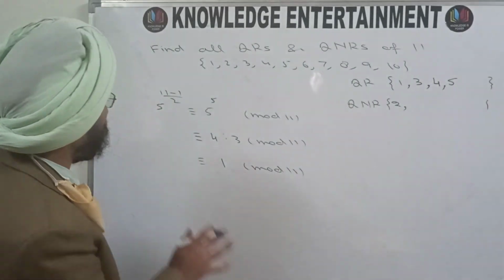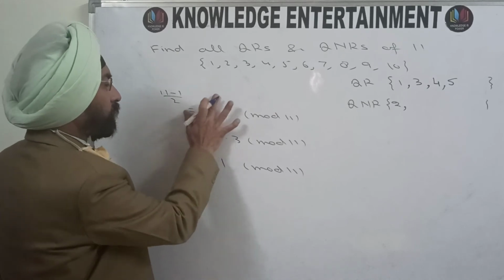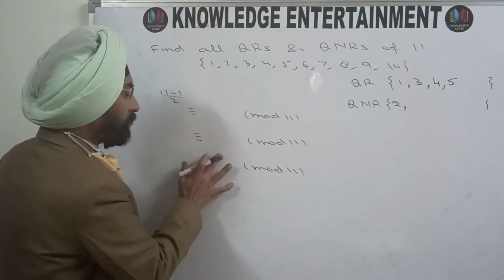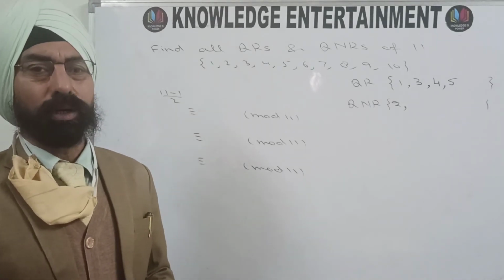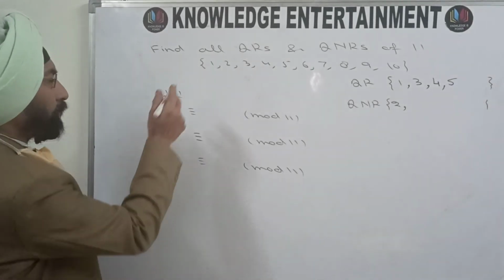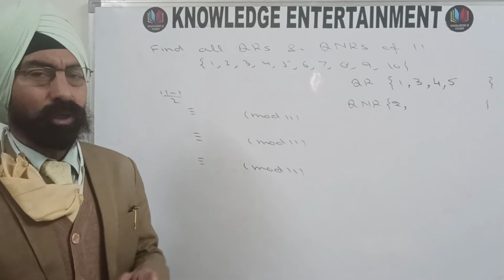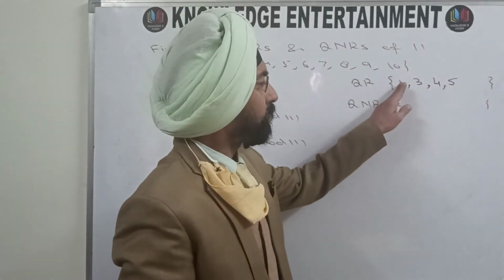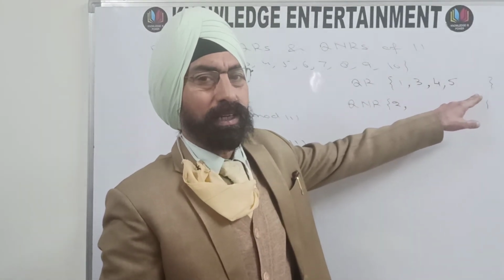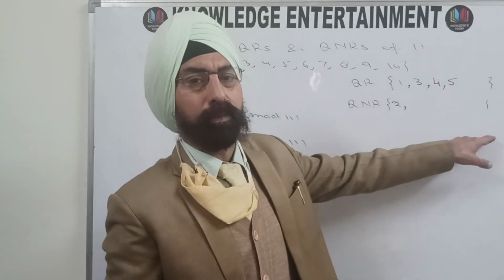Let us move on to the next number, 6. What happens to 6? We know that there are exactly (p minus 1) by 2 quadratic residues. That means (11 minus 1) by 2, that means 5. So exactly 5 quadratic residues must be there. How many we have obtained? 1, 2, 3, 4. One more will be here. And when we obtain one more here, the rest of the numbers will be placed here.